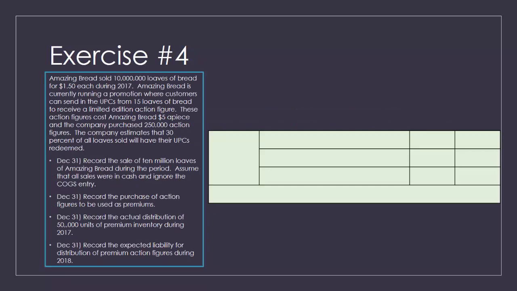Let's go step by step. In the first one, let's record the sale of bread. Let's just assume these are all in cash because I don't think people are going to take out a receivable for a couple loaves of bread.